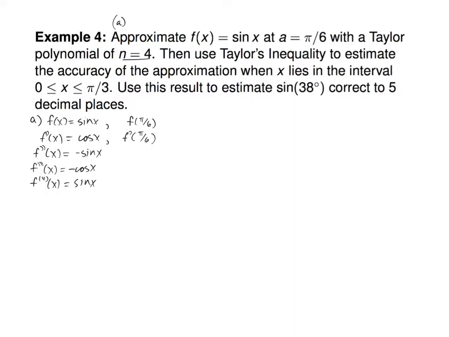So what is sine of pi/6? 1/2. Cosine of pi/6 is √3/2. Okay, second derivative at pi/6 will be -1/2, right? Third derivative at pi/6 is -√3/2, and the fourth derivative at pi/6 is 1/2.